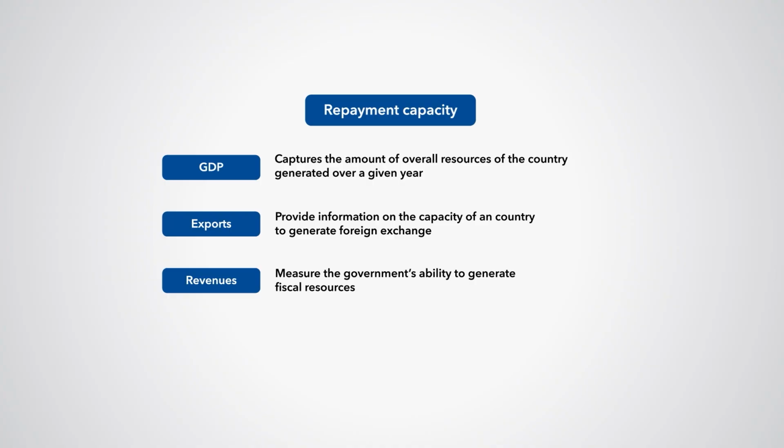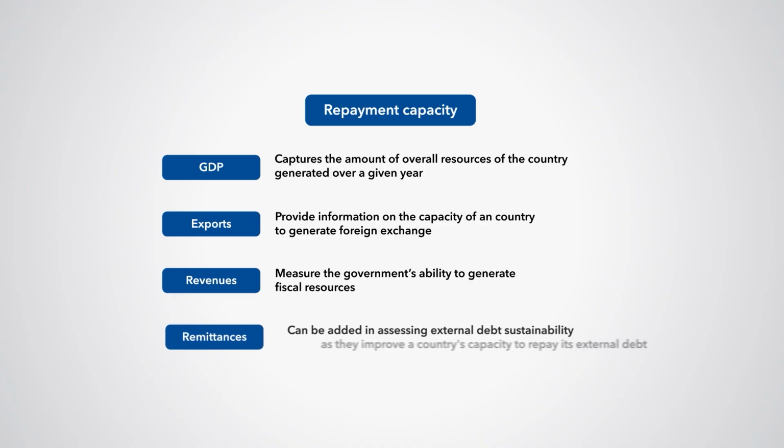In some specific cases, remittances may be added to GDP and exports to assess external debt sustainability, as they improve a country's capacity to repay its external debt.